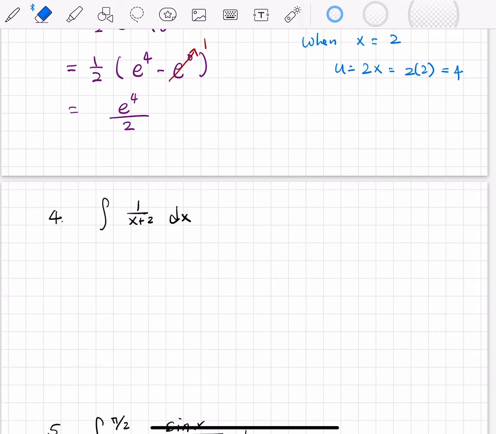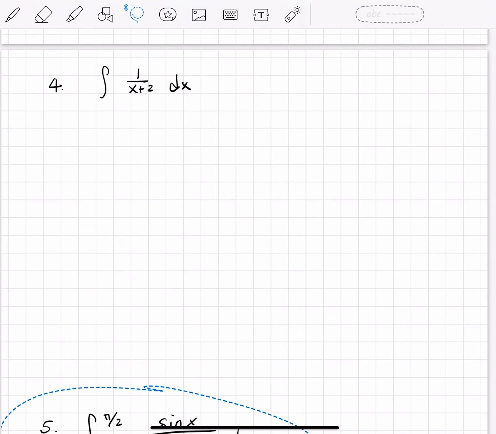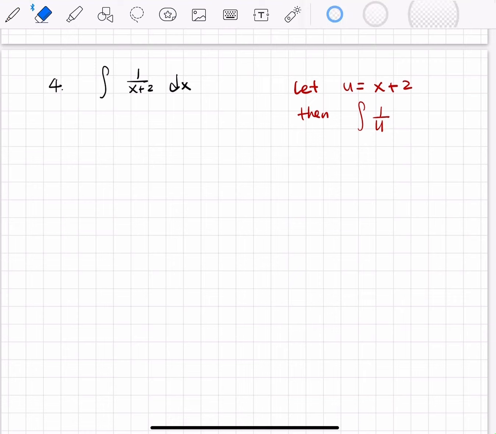Example 4, we want to find the integral of 1 over x plus 2 dx. Let's move this one a little bit lower. So this one we have 1 over x plus 2. If you want, you can let u equal x plus 2. Then you will end up with the integral of 1 over u. I'm not really calculating it, but hopefully you can see that it is either 1 over u or its original form, 1 over x plus 2. Because x plus 2 is pretty straightforward, there's really nothing to think about.